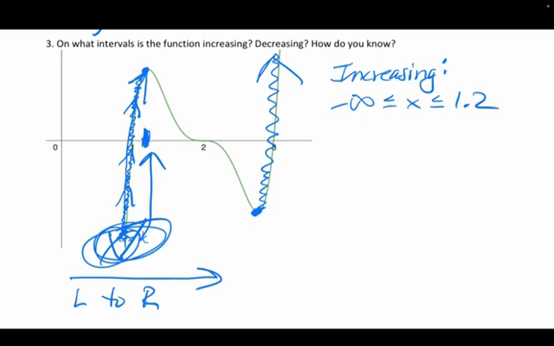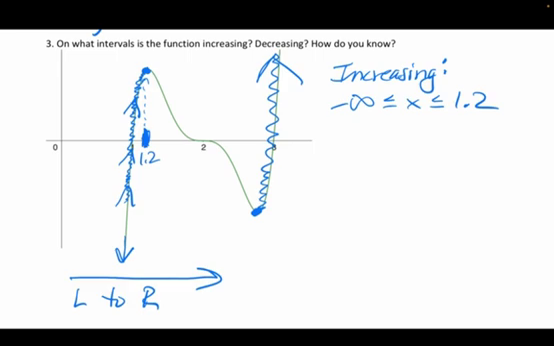Now I am making an assumption that the function is traveling downward forever, and not only downward forever, but also to the left forever. It's very, very steep, so it's hard to think of this as going to the left forever, but it really is. But then when it gets to about 1.2, when x is about 1.2, that's where the function stops increasing.